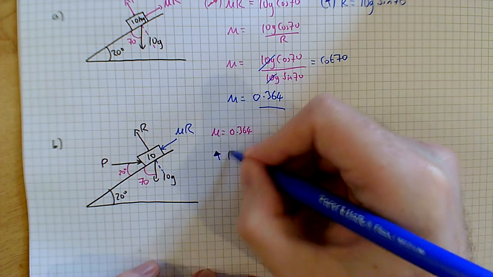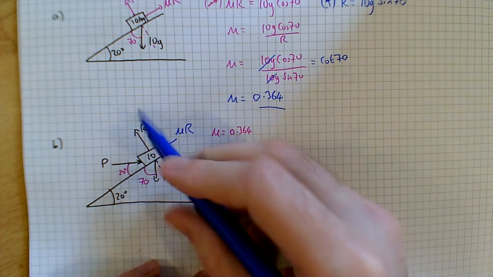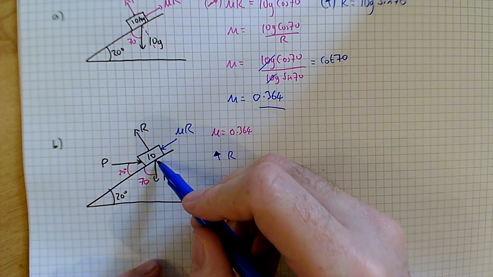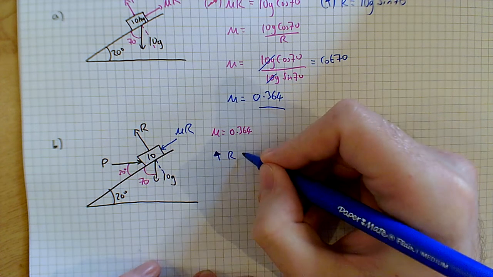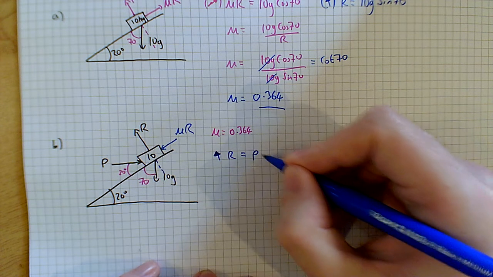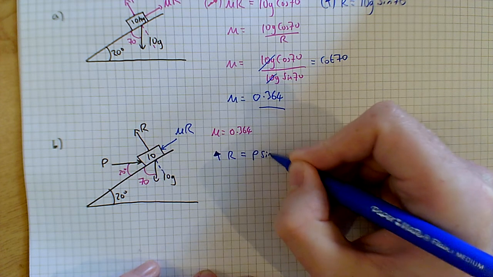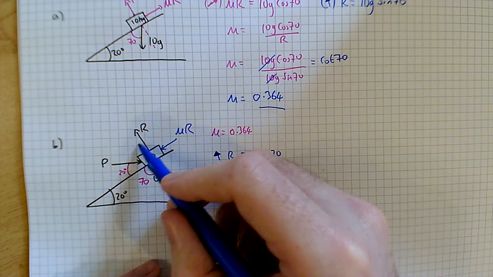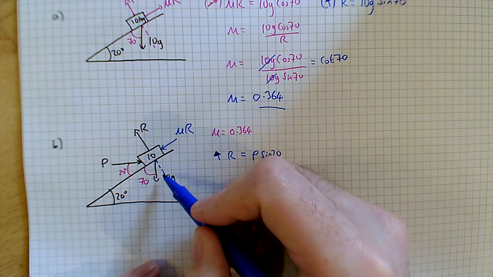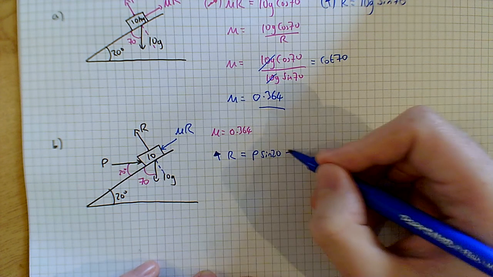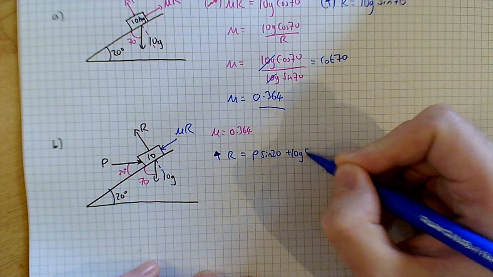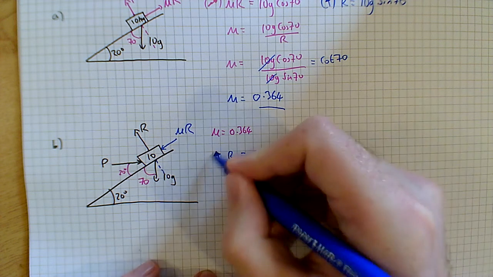So we've got that R is the only force supporting it, P is pushing it down into the slope, and this is obviously pushing it down as well. So this is P lots of sine 20 going away to get to that perpendicular angle, and again we're going away here, so it's plus 10g sine 70.